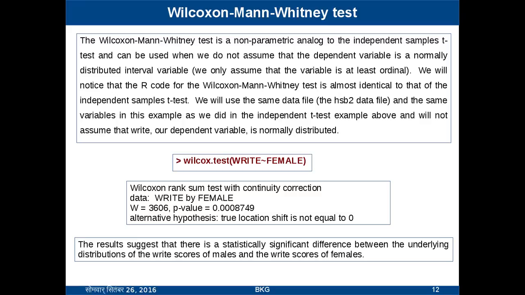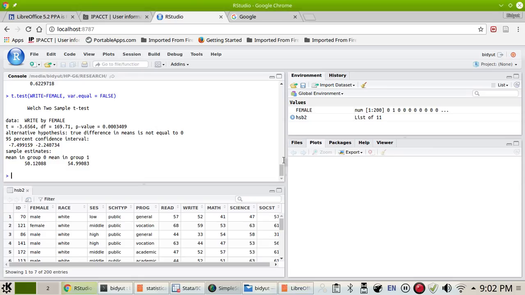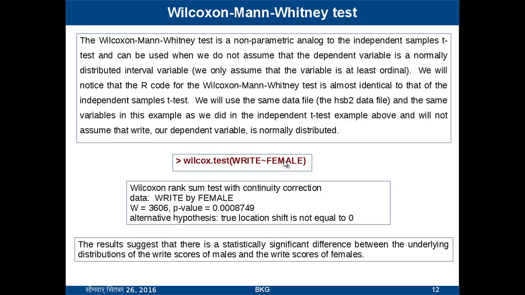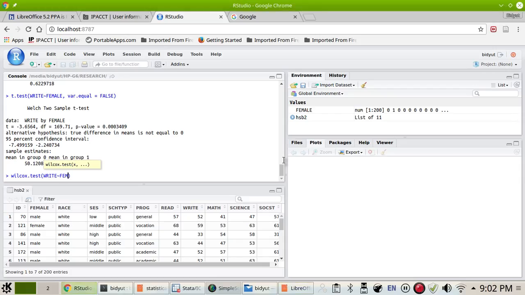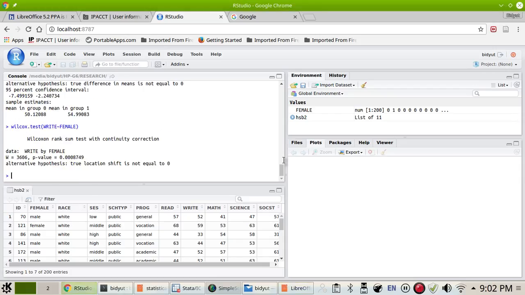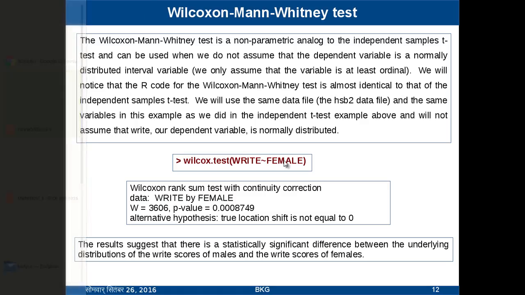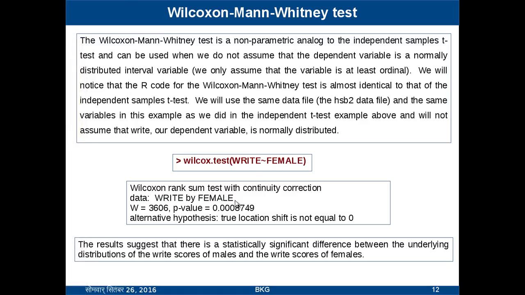So the R code is wilcox.test write ~ female. Let us look at this result. Right, so this is our Wilcoxon rank sum test with continuity correction.